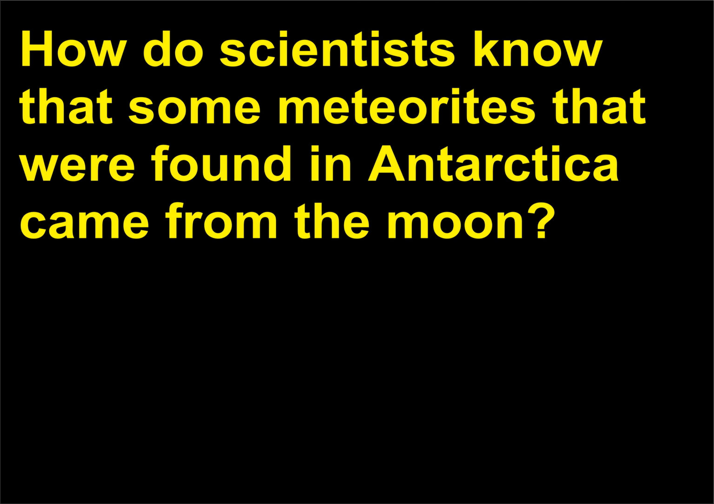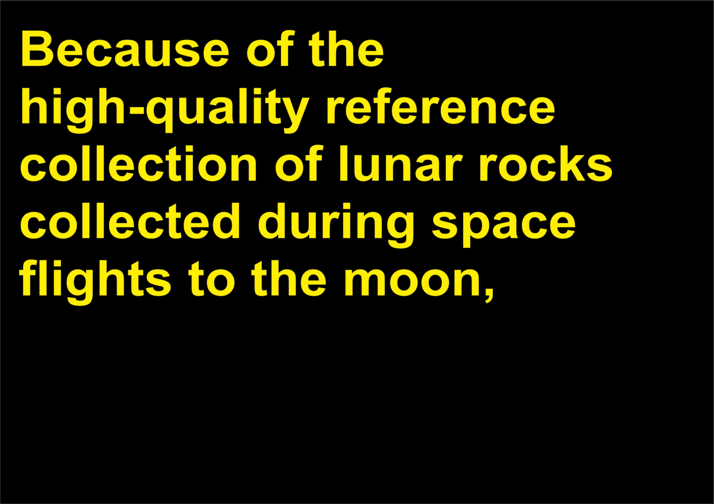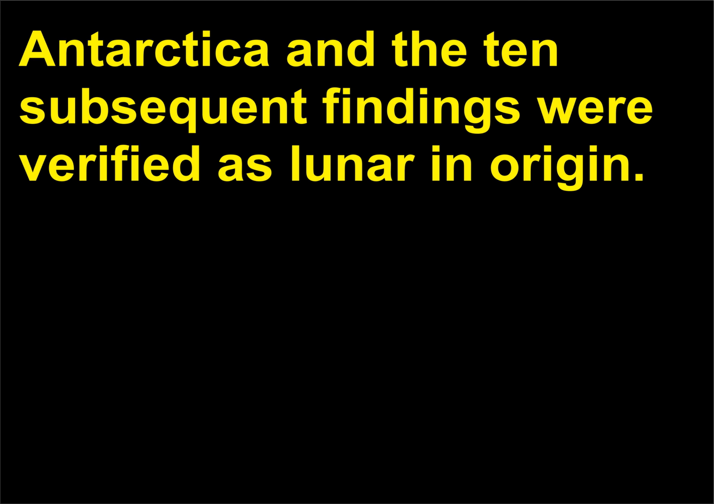How do scientists know that some meteorites that were found in Antarctica came from the Moon? Because of the high-quality reference collection of lunar rocks collected during space flights to the Moon. The original 1979 meteorite find in Antarctica and the 10 subsequent findings were verified as lunar in origin.